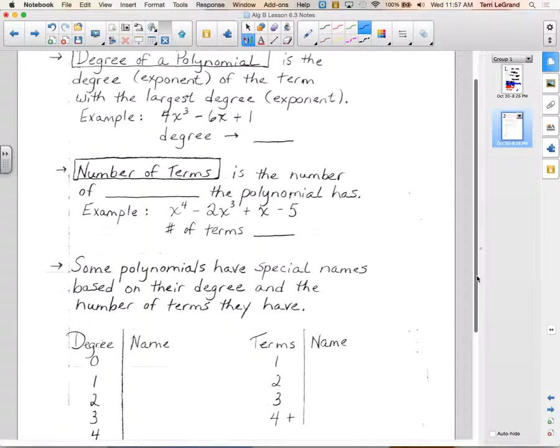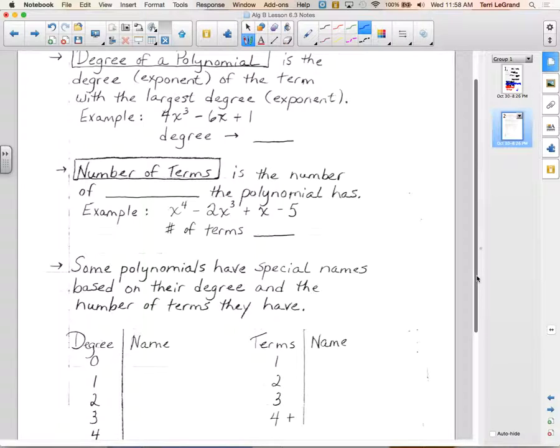Polynomials have degrees. The degree is the exponent of the term. So you look at the term and you say, what is its exponent? But you look at the one with the largest degree. So in other words, once it's in standard form, you look at the first term, the first monomial, and you say, what's its exponent? That's going to be the degree of the polynomial.